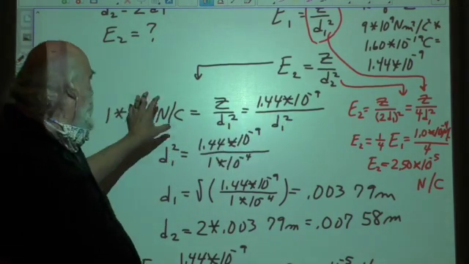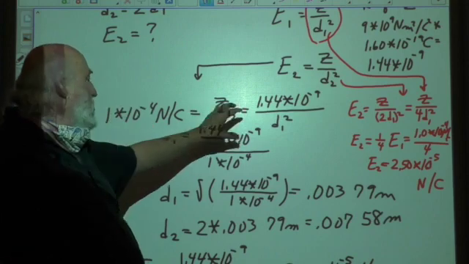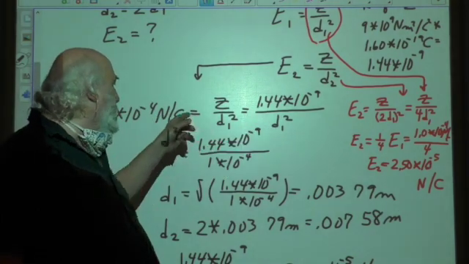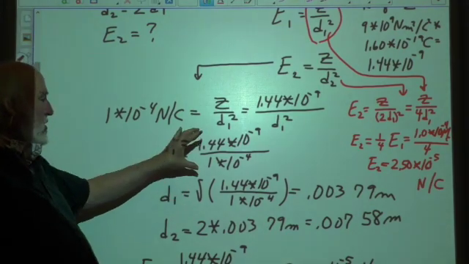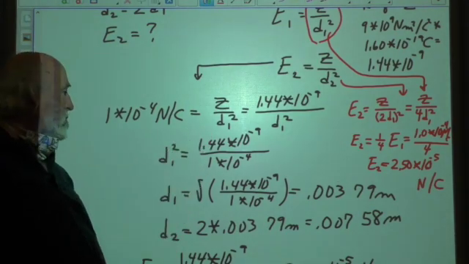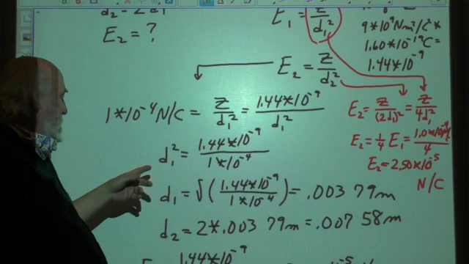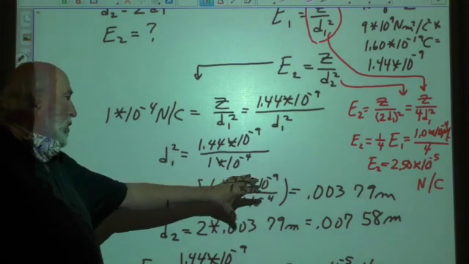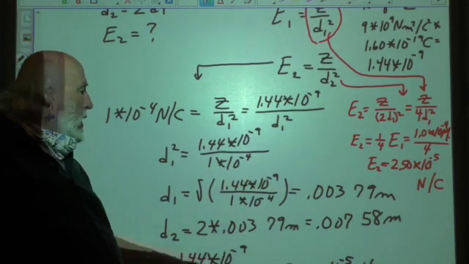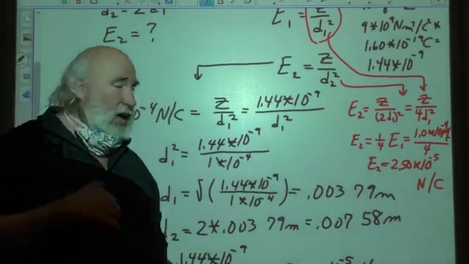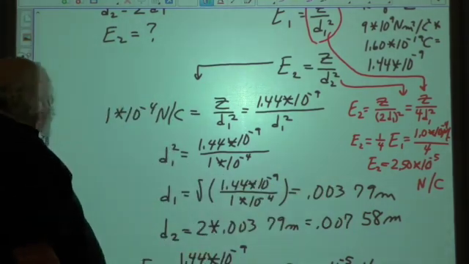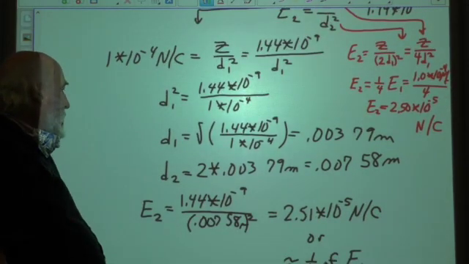And what I'm going to do now is rewrite this equation by flip-flopping the numerator and the denominator here. So that gives me D1 squared equals this complex right here. Then, because that's squared, I have to take the square root of this value here, and I get 0.00379 meters. That's the calculated distance for this system.